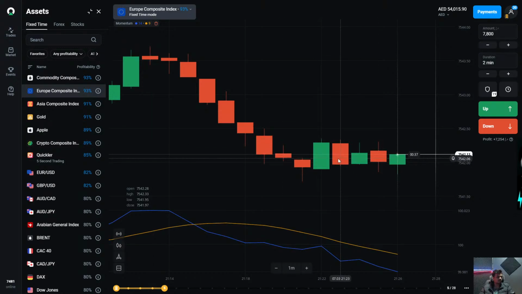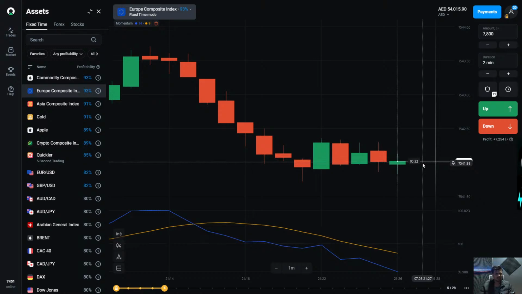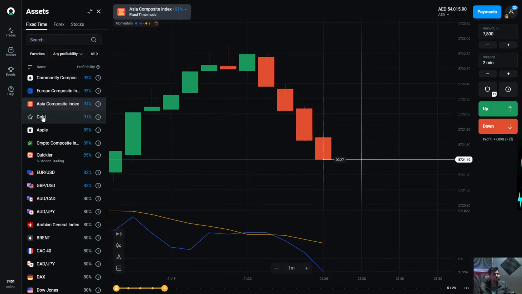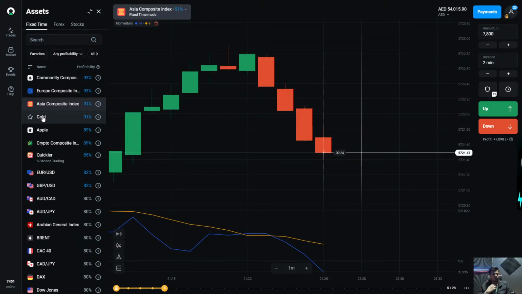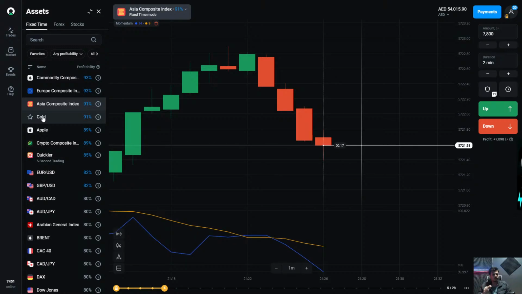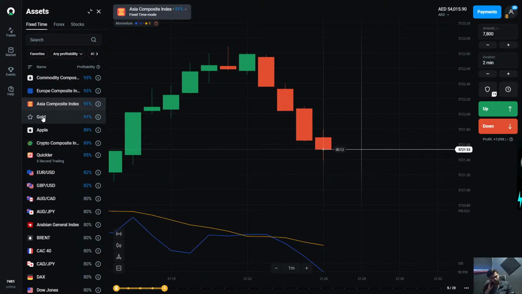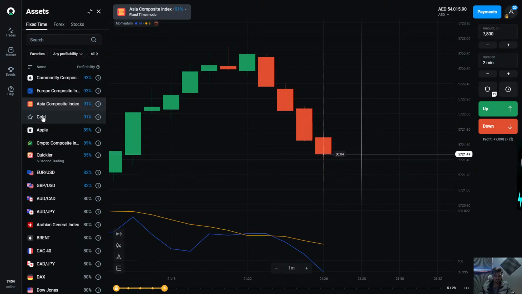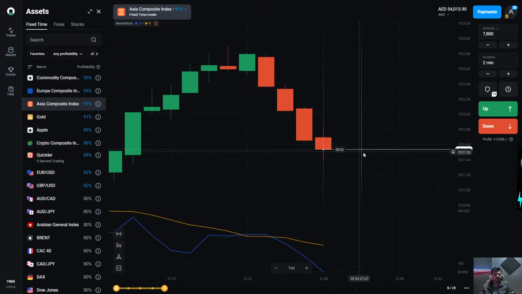Here one upward, then one downward, then upward, then downward, then upward, then downward. Something illogical is going on here. The Asia Composite Index is just moving to the downward from both sides. It's not looking like it will come back again to the upward direction. Here it's trying to move only in the downward direction. So I can wait here. 4 seconds, 3 seconds.